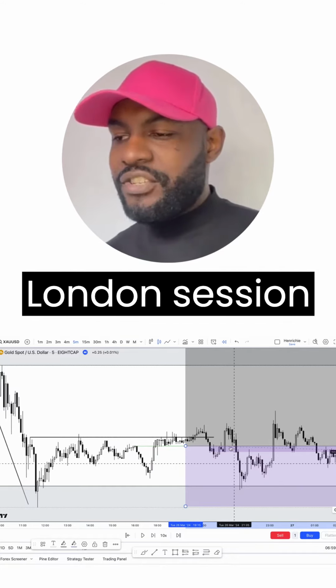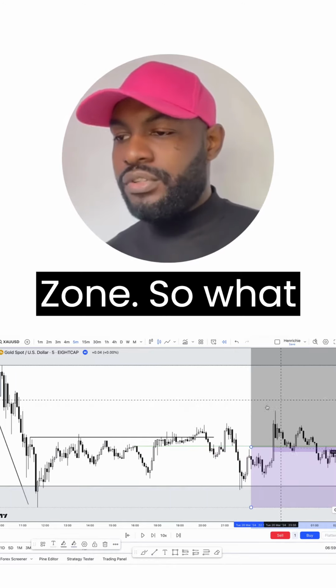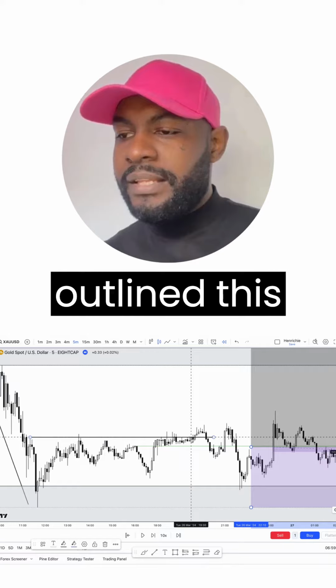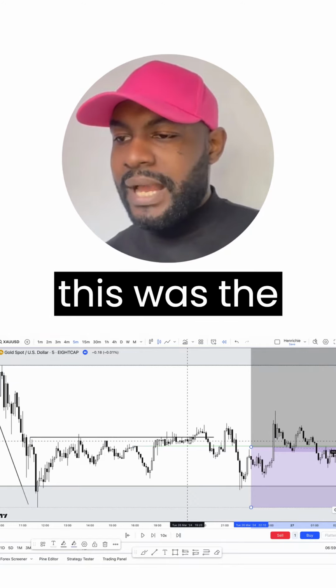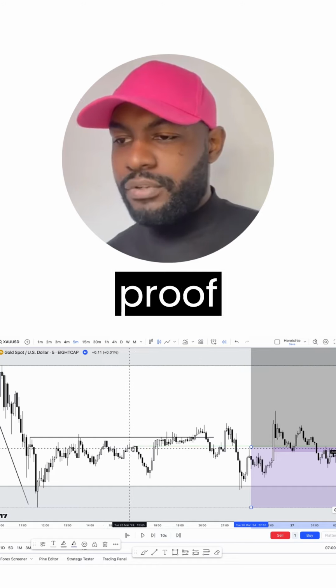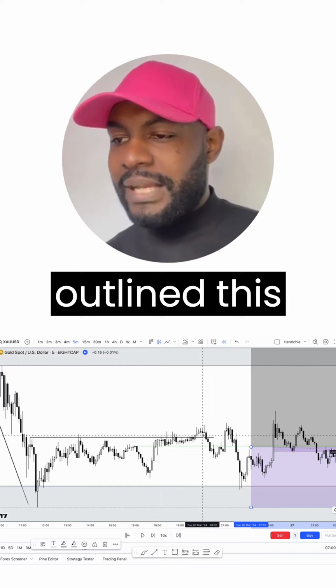And right here, after we broke structure, we closed below it, because this was really early in the morning. It wasn't even the London session, so I couldn't get in, because I like to get in within the London kill zone. So what I did was outline this; it happened around 6 a.m. London time. And right here, this was the last down close candle before an expansion that broke structure. The body of the candle is usually my entry. So what I did was outline this key level.